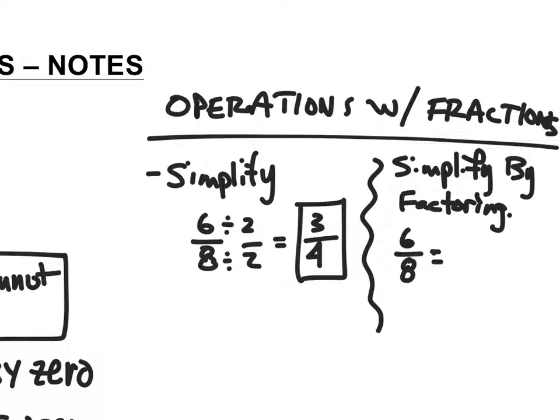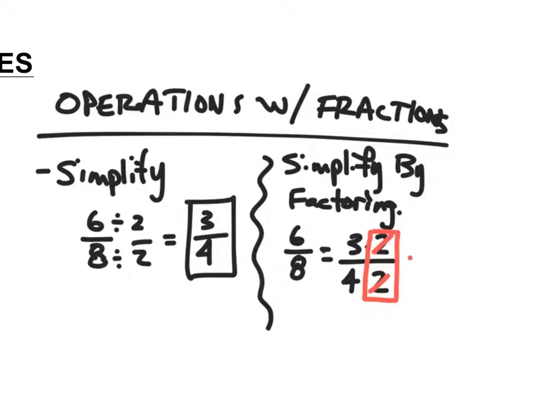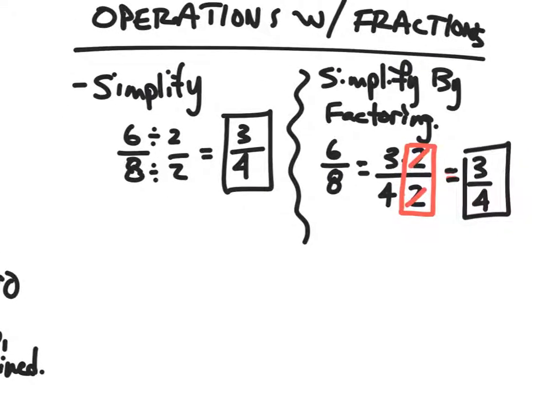So you can think of it another way. You could rewrite it as 3 times 2 divided by 4 times 2. Now I want to look at this value, 2 divided by 2, which essentially divides out to 1. And so what you are left with is just 3/4. So a couple of different ways of doing it, and that's something that we'll need to be able to do.